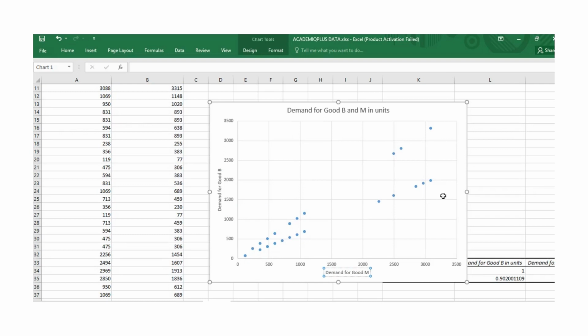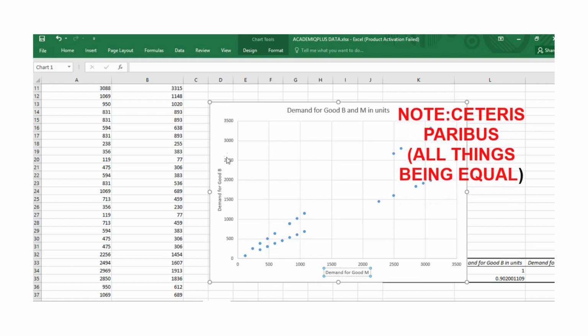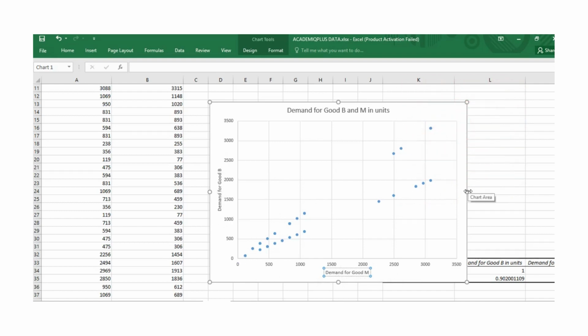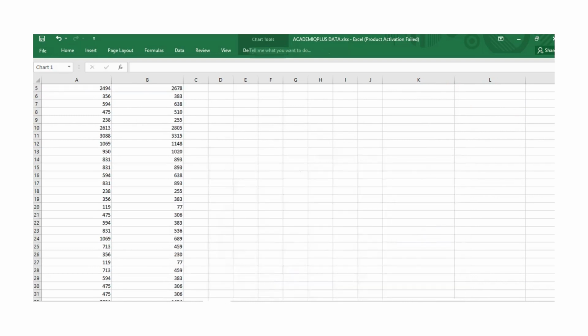So we have it. Okay, through this, if you are certain about the demand for good M, it can help you to predict how the demand for good B is going to be, because they move in the same direction. They have a direct relationship. So correlation analysis can help you to make predictions about the variables that you're interested in. So we move on to the next scenario.